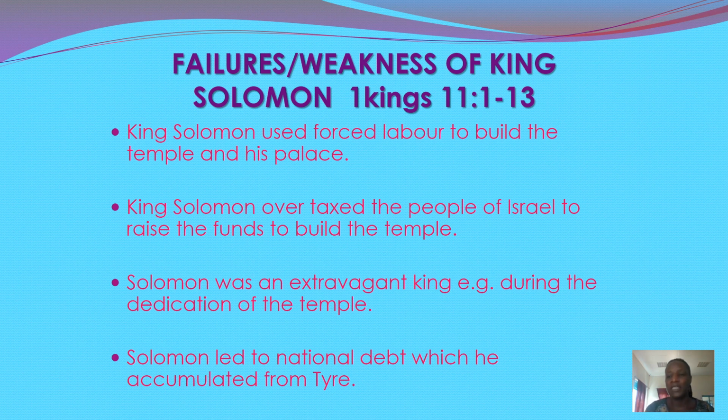The first one that we see, Solomon failing as the wisest king of Israel: he forced the people of Israel to provide labor when he was building his temple and his palace. This was a weakness. Solomon overtaxed the people of Israel to raise the funds to build the temple, and this was uncalled for as a king of Israel, hence failing. During the building of the temple, Solomon was so extravagant, and this extravagance showed him as a weak king. You go in your Bible in 1 Kings and you read about the dedication of the temple and you see how extravagant the king of Israel was.